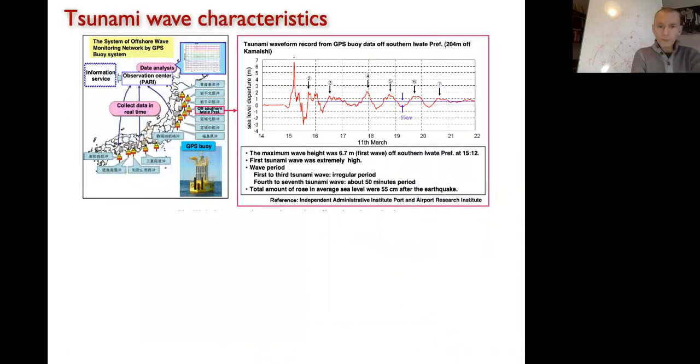And for example, you can see here this GPS buoy. This is one of the systems that was collecting data during the Tohoku event, and this is what has been recorded in Kamaishi, and this is very impressive. Look at the very long period here. These are hours, I'm sorry, not days. So it's a very long period.